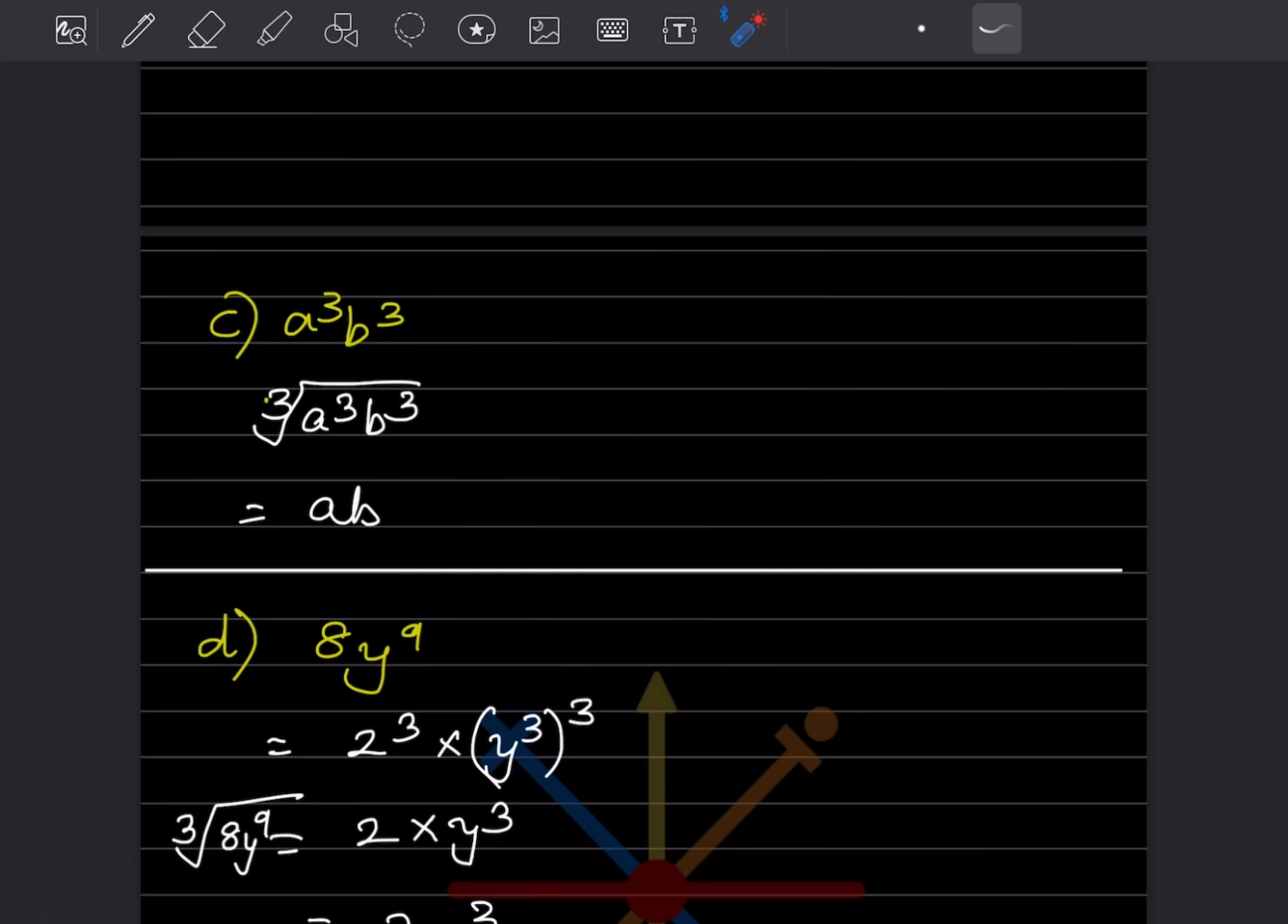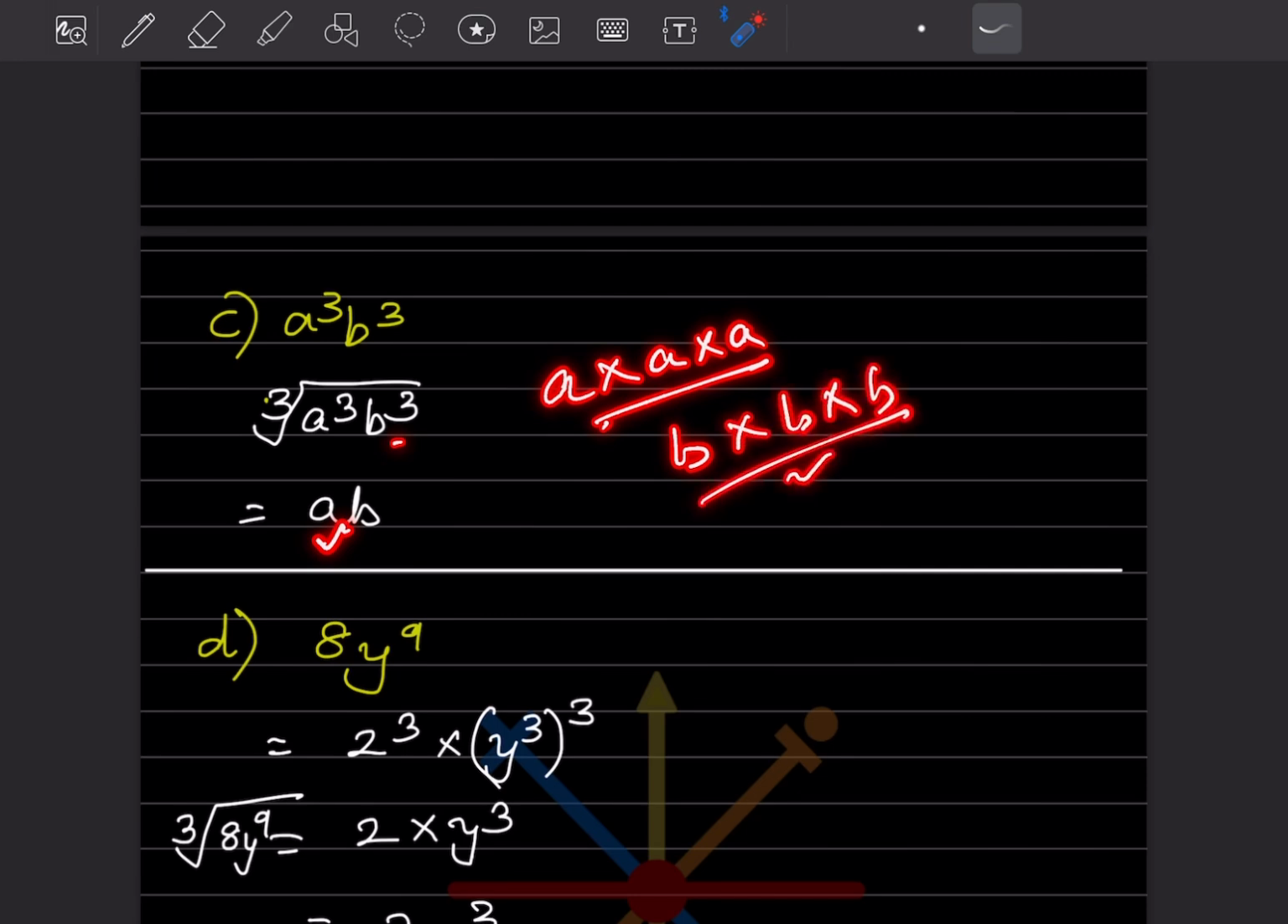Now look at this one. Cube root of a cube, b cube. So you know a cube means this will be a into a into a. So this is one group, so that is just going to be a when you take the cube root of that. And here b cube, b into b into b. So this is one group, so that is just going to be b. So the answer is ab.